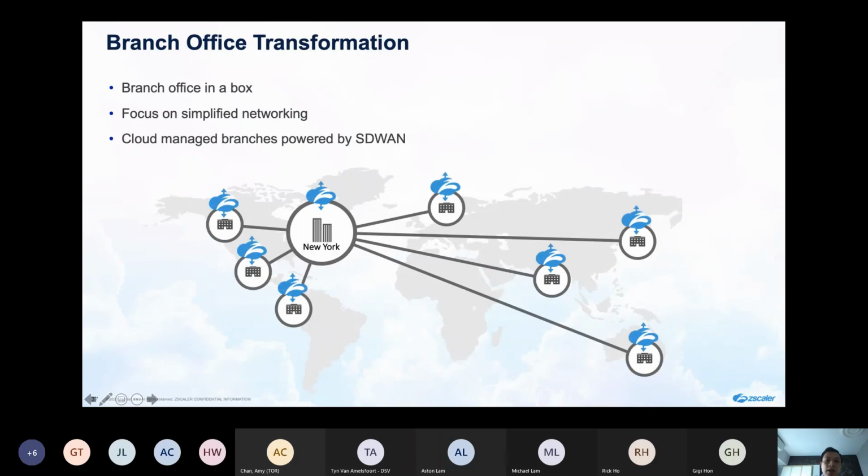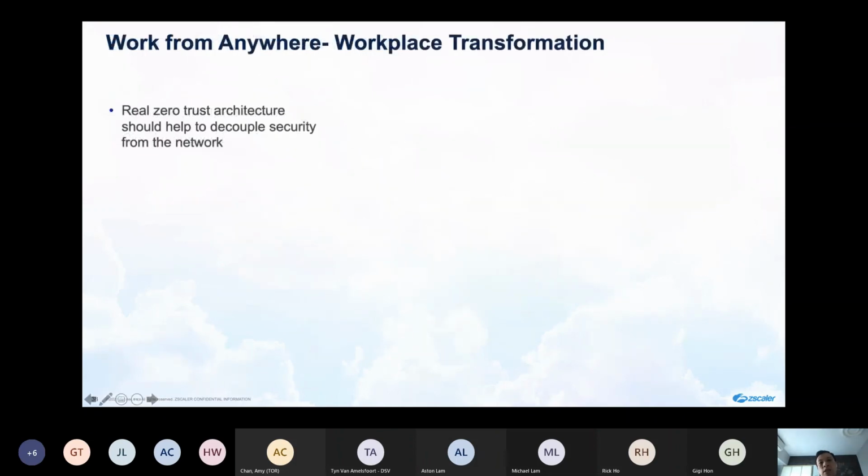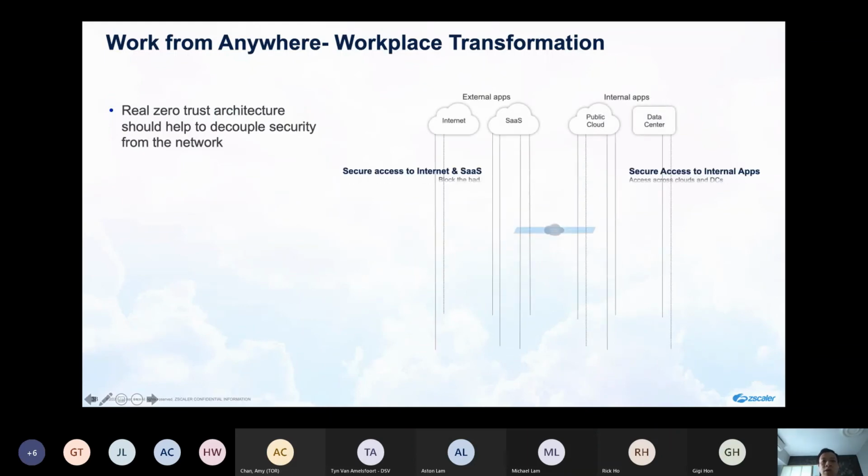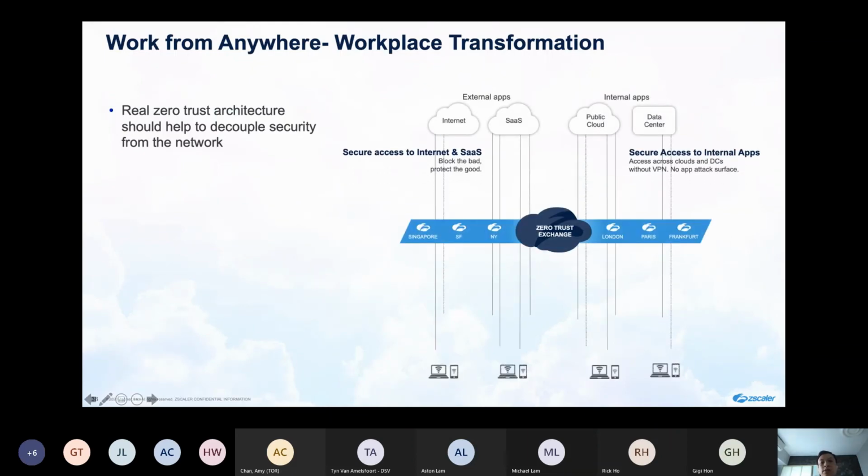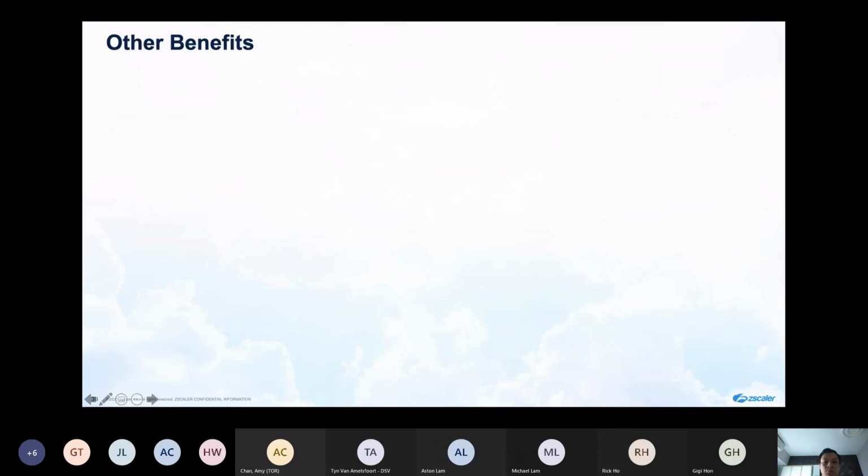Branch office transformation is another benefit, because now with a cloud-based zero trust solution, you can simplify your branch office. In many cases, you can probably just put a simple SD-WAN solution in the branch office for all the networking, and leave all the security and enforcement to the cloud. Work from anywhere as well. Once you have a zero trust model from the cloud, you don't need to worry about where your users are, and you can always feel confident and comfortable that they are protected.